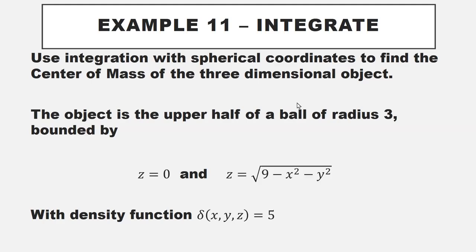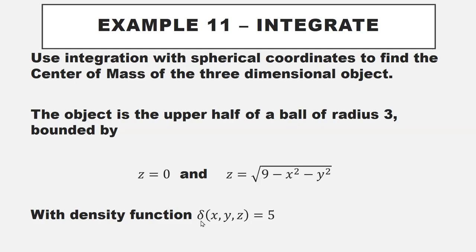Let's do one more example with spherical coordinates. Let's use spherical coordinates to find the center of mass of a three-dimensional object. This is going to be the upper half of a ball of radius 3. So it's going to be bounded on the bottom by the XY plane. And on the top, it's going to be bounded by the sphere of radius 3.